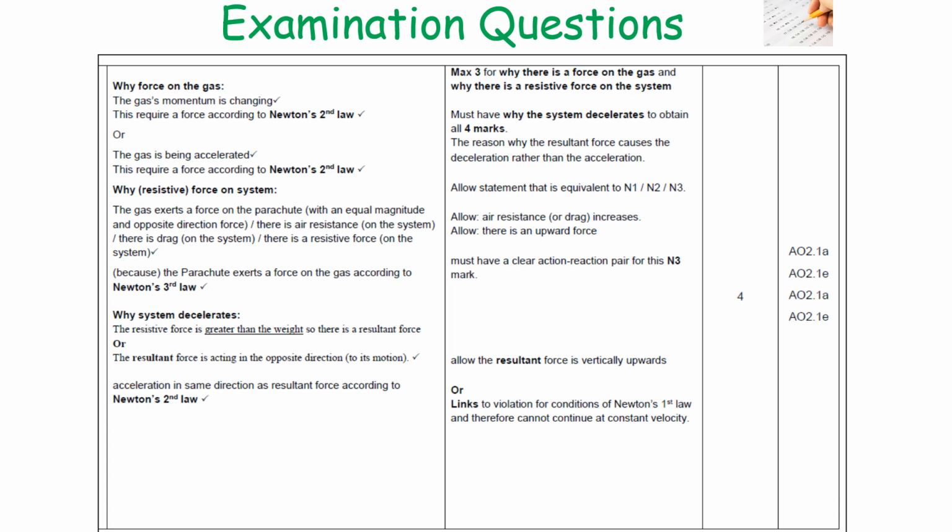The next thing is, why will the system decelerate? Well, we know that things will accelerate or decelerate with a change in momentum or a resultant force. So it's decelerating because the resistive force is greater than the force causing it to come to the ground, which is the weight. So there's a resultant force in the opposite direction to the motion. Newton's first and second laws state that acceleration is always in the same direction as the resultant force, so therefore it will slow down.